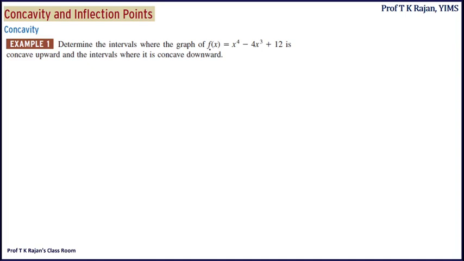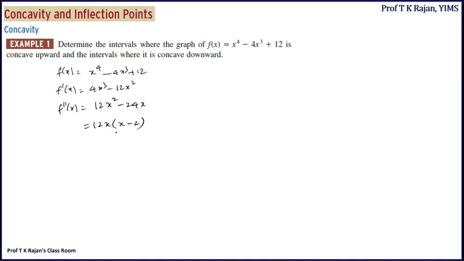Determine the intervals where the graph of f(x) = x^4 - 4x^3 + 12 is concave upward and concave downward. Given f(x) = x^4 - 4x^3 + 12, f dash of x is 4x^3 - 12x^2. F double dash of x is 12x^2 - 24x, which you can write as 12x(x - 2).